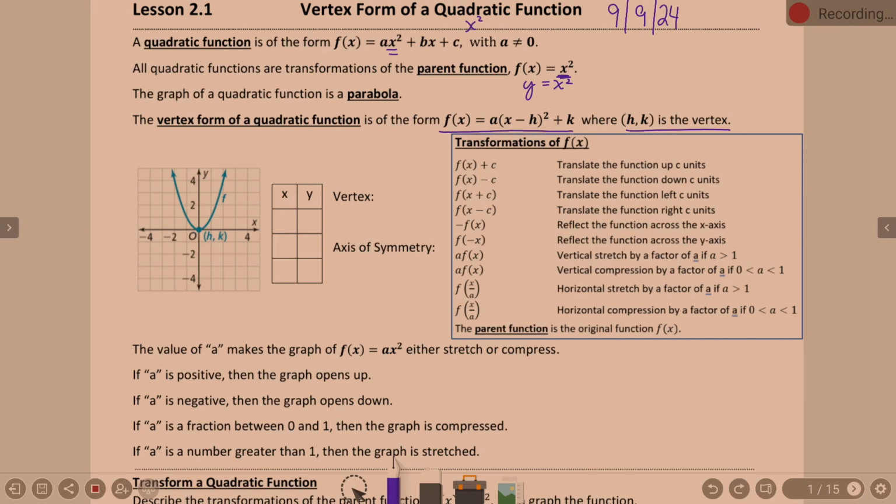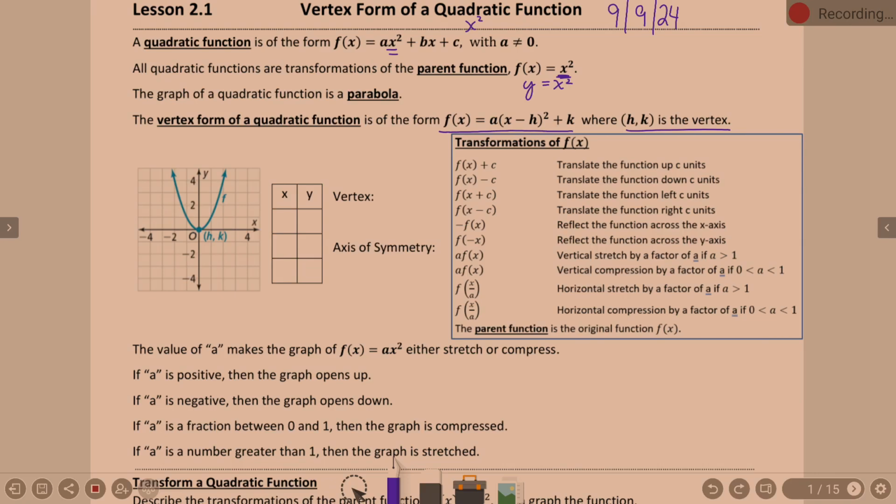So keep these charts handy is what I would suggest, but we're still going to be talking about these charts, where that x minus h is your translating left or right. Your plus k is your translating up or down. Okay?